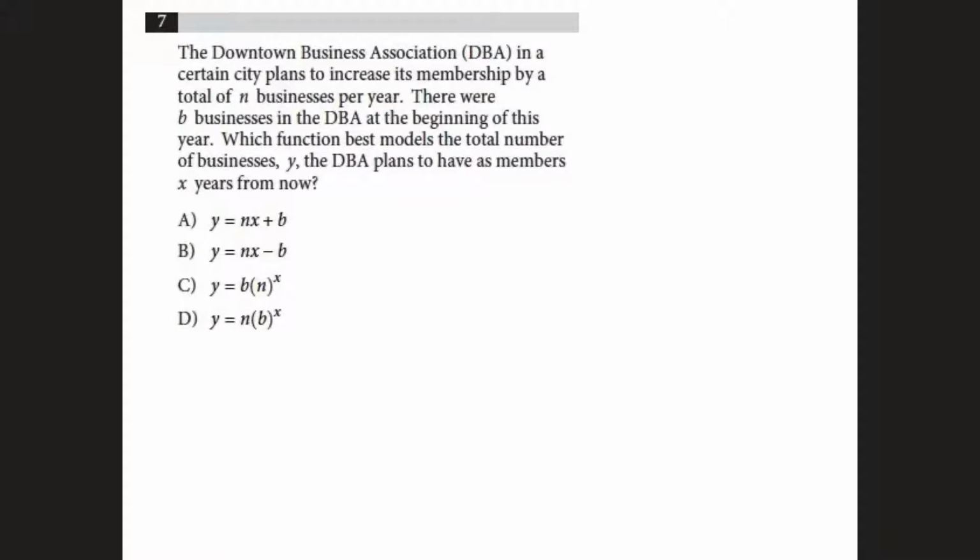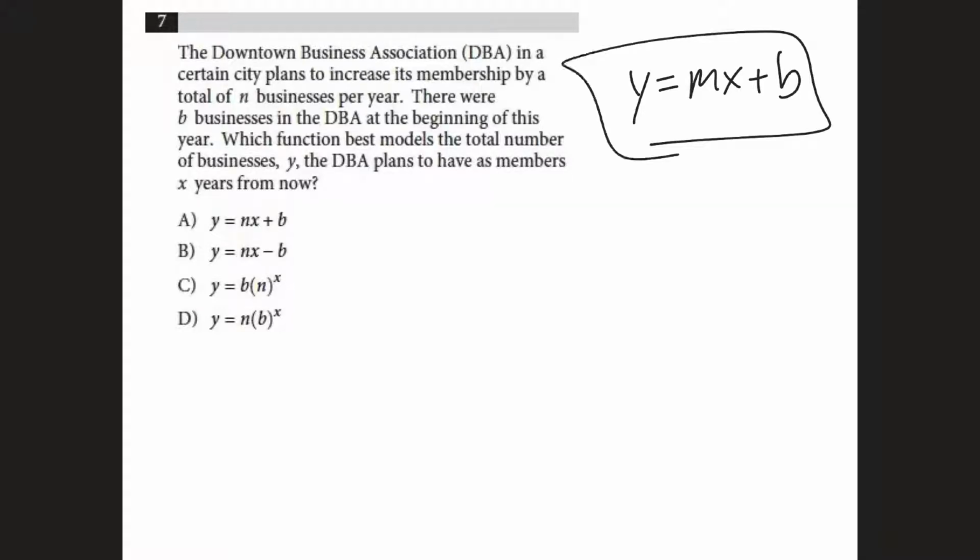Number 7, the Downtown Business Association in a certain city plans to increase its membership by a total of N businesses per year. There were B businesses in the association at the beginning of this year. Which function best models the number of businesses Y the association plans to have as members X years from now? Well, I'm going to say this over and over again, but you should be very familiar with this form of a linear equation. It's going to be very helpful.